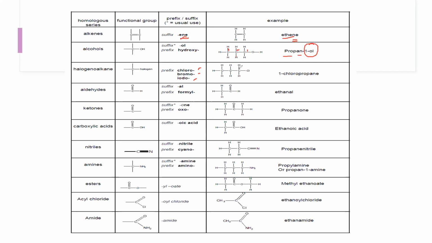And if we are using it as a prefix, the first carbon is having a chlorine. So it is 1-chloro. And because there are 3 carbon atoms, we use the term prop. They have a single bond, so it will be an. So 1-chloropropane.